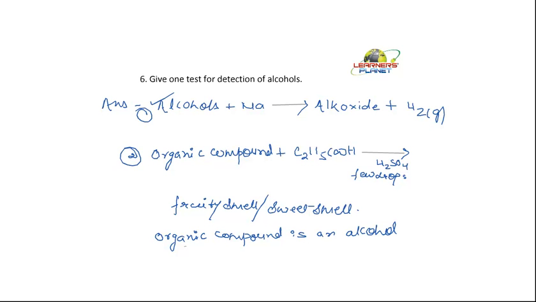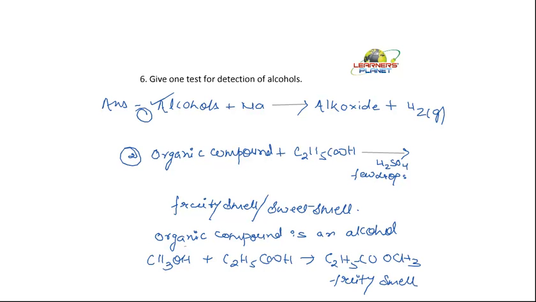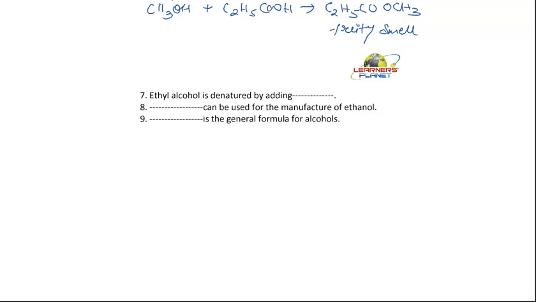Because alcohols react with acids forming an ester, that is CH3OH will react with C2H5COOH and it will give C2H5COOCH3, and it has a fruity smell or a sweet smell. So this is your test for detection of alcohols. Let's take up our next question.